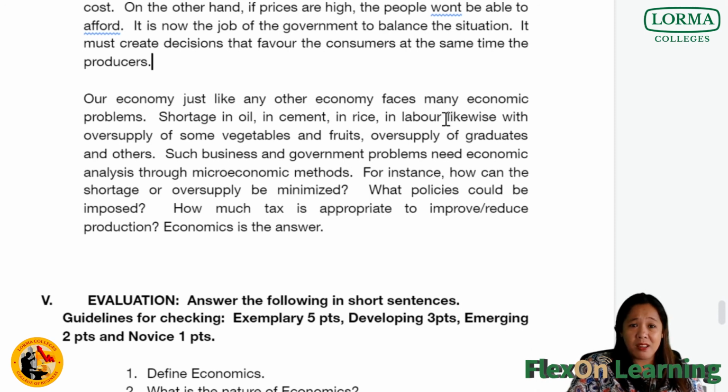Okay. So our economy, just like any other economy, faces many economic problems: shortage in oil, in cement, in rice, shortage in some courses, for example. Lots of nurses, but we have few doctors. Okay, we have lots of tourism and hotel and restaurant students, but we do not have taxonomy students. You know what taxonomy is? This has something to do with naming of plants and animals.